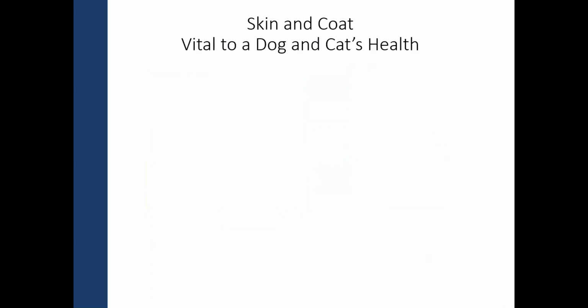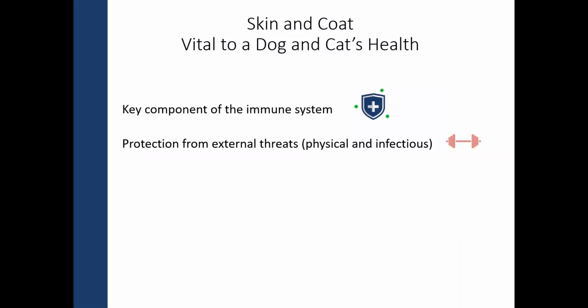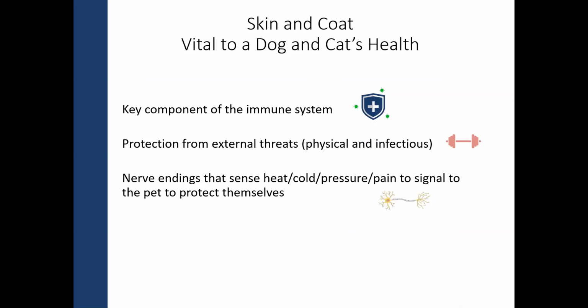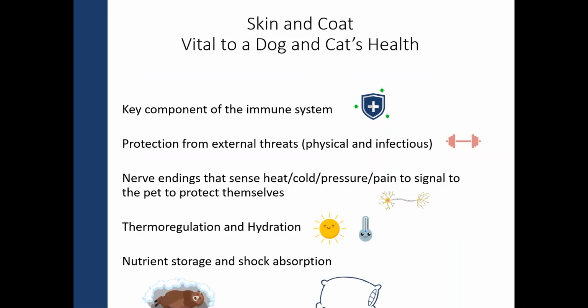Skin and coat are vital to a dog and cat's health. They are a key component of the immune system. They provide protection from external threats, both physical and infectious. They have nerve endings that sense heat, cold, pressure, and pain to signal to the pet to protect themselves. Very critical for thermoregulation and hydration. Also for nutrient storage and shock absorption.